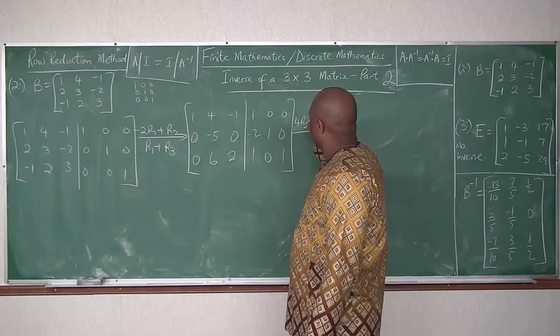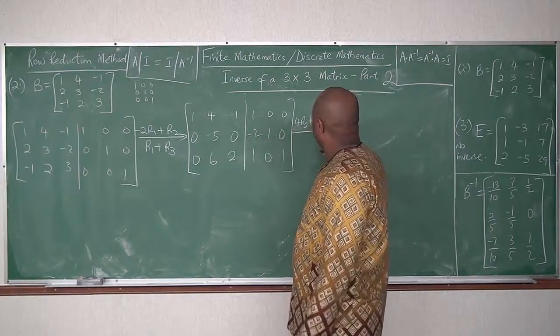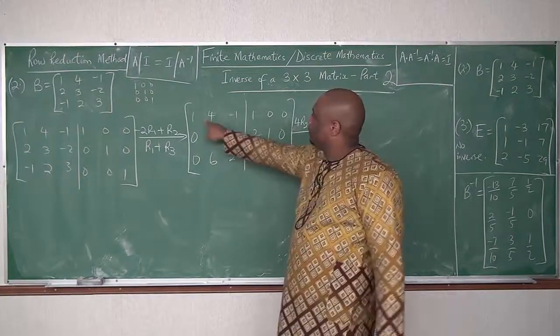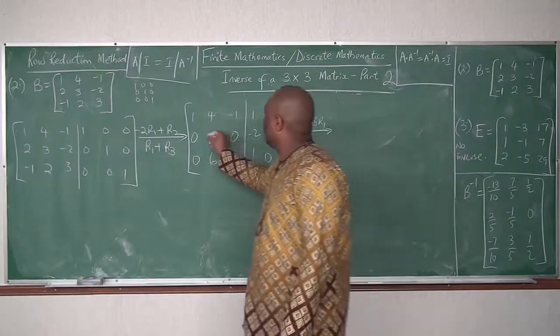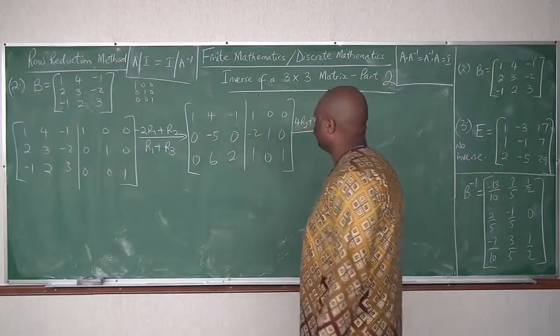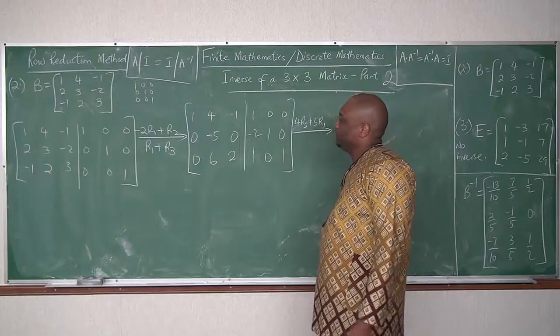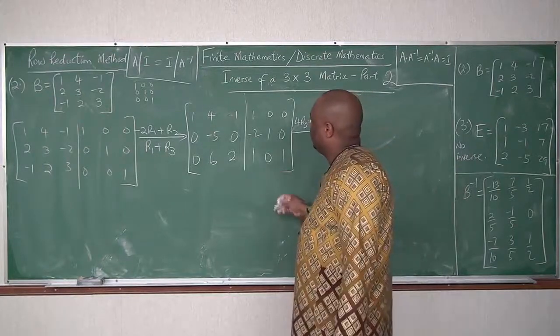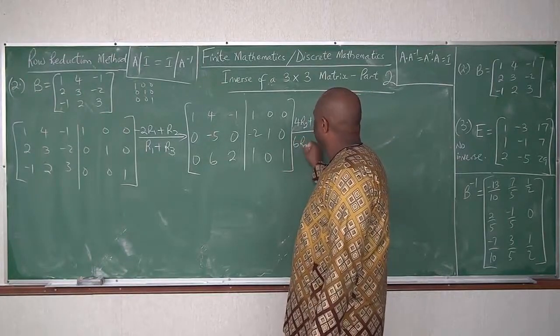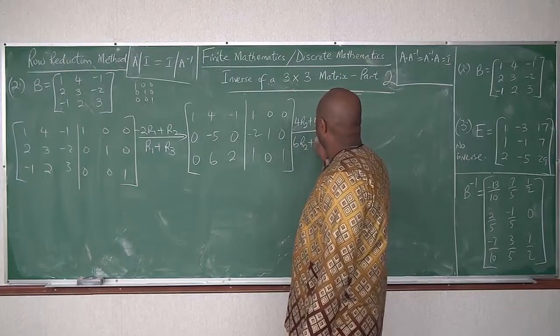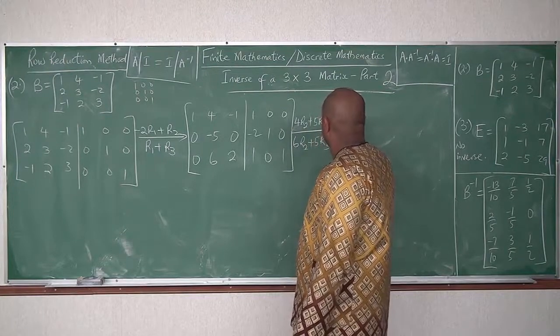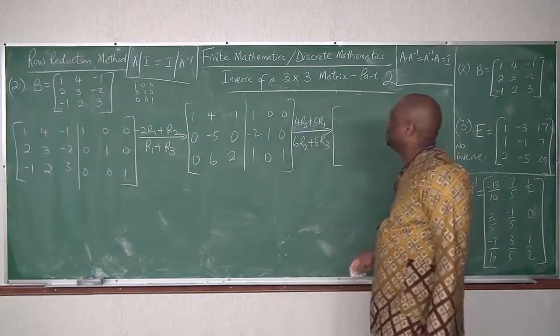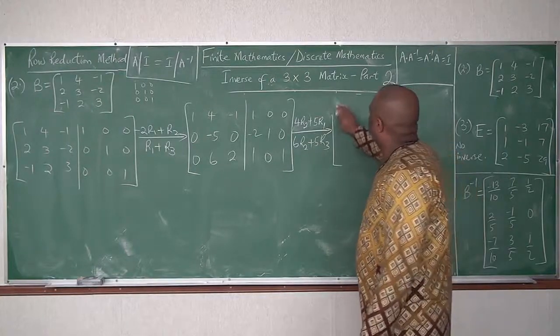4R2 plus 5R1, because this is positive and this is negative. 4R2 plus 5R1, negative 20 plus 20. Then this will be 6R2 plus 5R3.